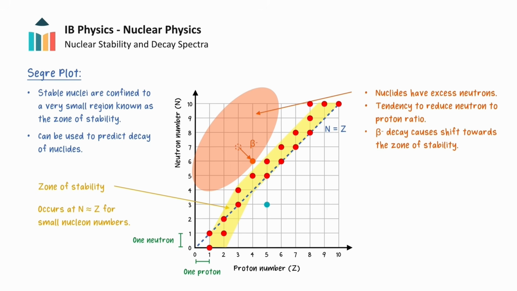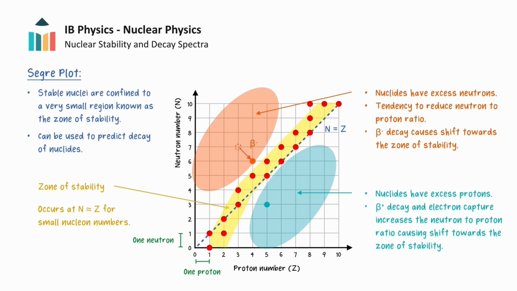Nuclides located to the right of the zone of stability will have excess protons and too much nuclear repulsion. These nuclides will have a tendency to decay through beta-positive decay or electron capture, where the nucleus captures an electron and changes a proton into a neutron. Such a decay will cause the nuclide to move diagonally upwards to the left, again bringing it closer towards the zone of stability.